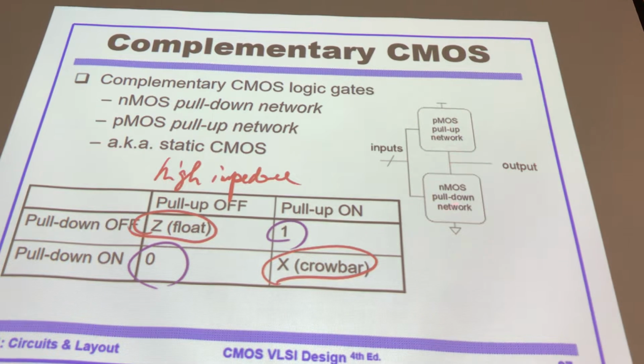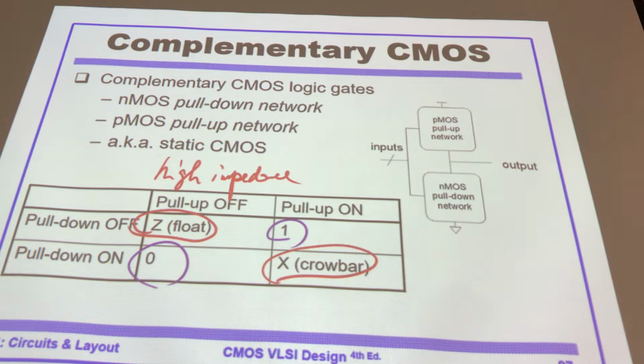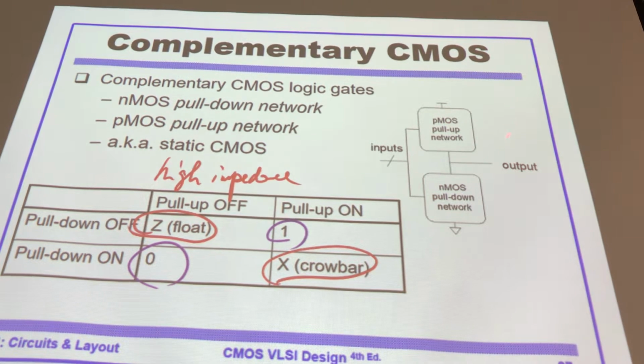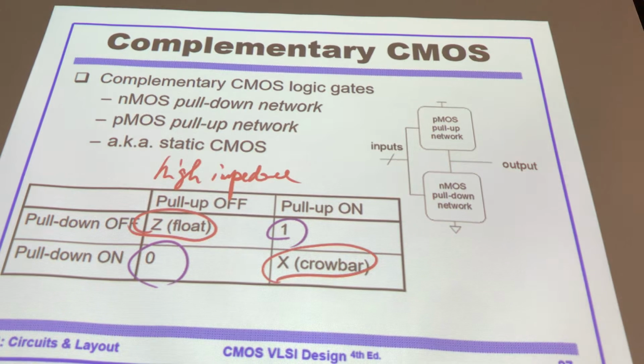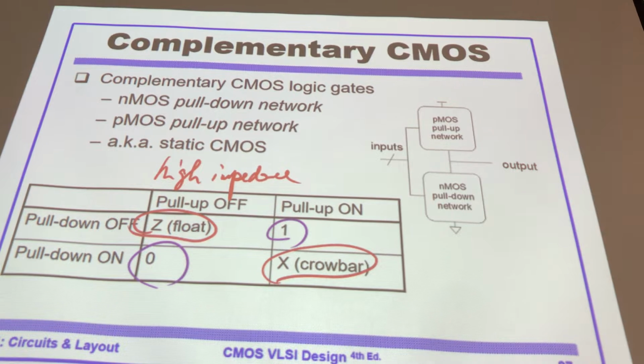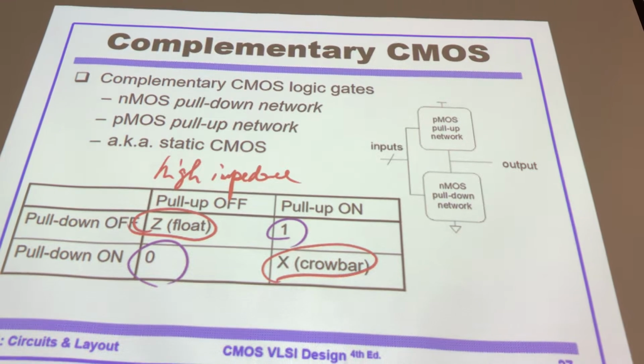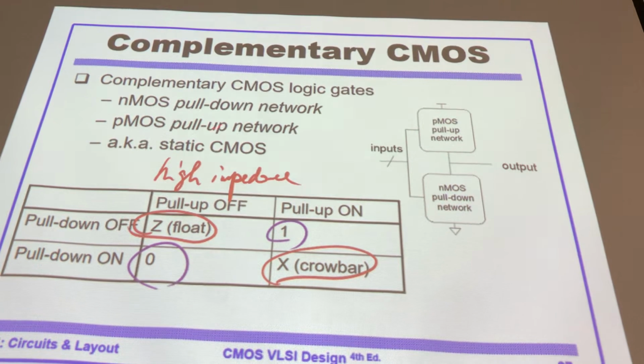When pull up is on and pull down is on, we call that it should not happen at all. There must be something wrong with the circuit design. Because when both are on, VDD and ground are competing with each other, trying to pull up, pull down. So it's going to be some voltage level in between. You're not able to recognize either 1 or 0. There must be something wrong with the design of the circuit. So that's typically a static CMOS gate design.